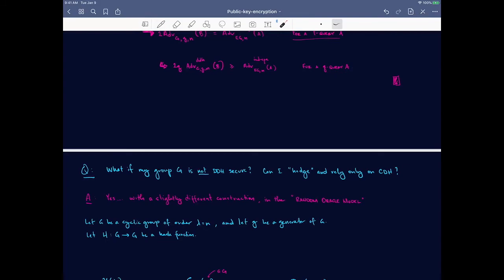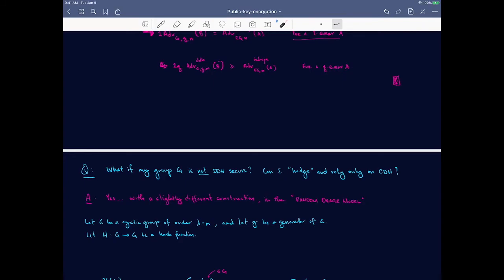If the DDH attack is getting better, can I kind of hedge and say, all right, I only want to rely on CDH because I believe that that's a harder thing to do, to compute an entire g to the xy. I think that's harder than just guessing one bit of information. So can I just work from CDH? And the answer is yes, with a slightly modified construction, very slightly modified, and we're going to see it, where the analysis is done in what's called the random oracle model.